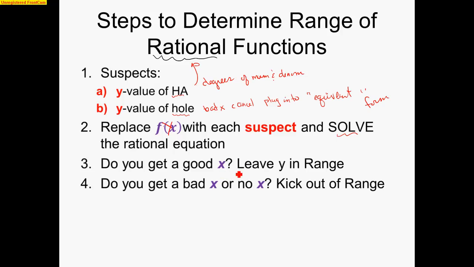If you get a good x, leave that y value in the range. If you get a bad x, or nonsense, right? If you get no x but you get like -3 is equal to 5, that's the nonsense. Then you kick the y value out of the range. And then you need to add number 5. Look for any other gaps. You will have your calculator or a picture I'll give you for the gaps, right? Your clue that you're going to have a gap: do you have any local max or min?